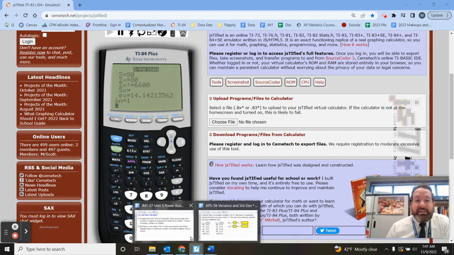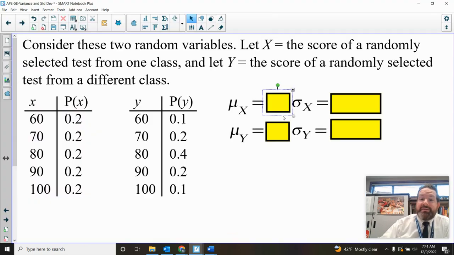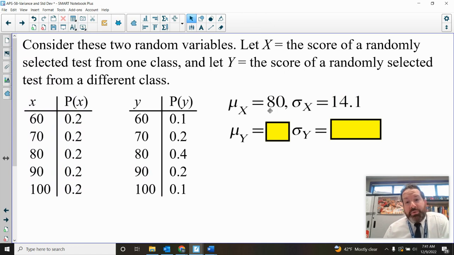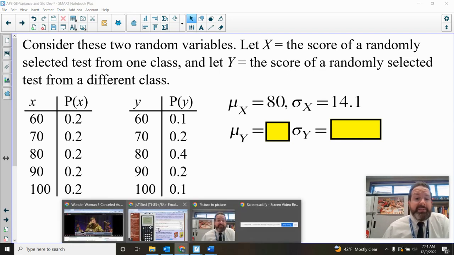So it does all the calculations you would do by hand, it just does them much more quickly. So on average, we would expect a score to be about 80. Not all the scores are 80. Typically, how far away from that 80 are they? About 14.1. Now, our guess is that for the next class, this standard deviation number should be smaller. The scores were a little bit more concentrated in the center. Let's see if that actually happens.